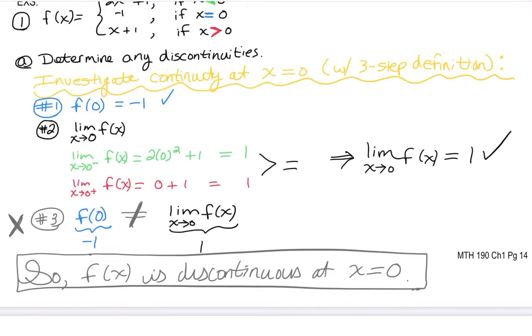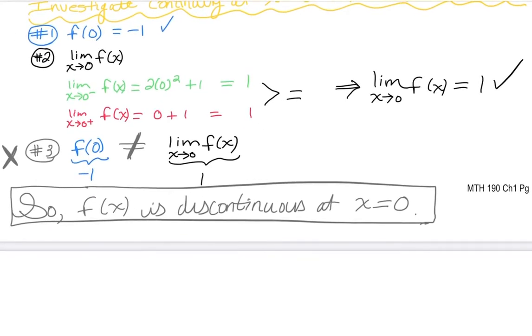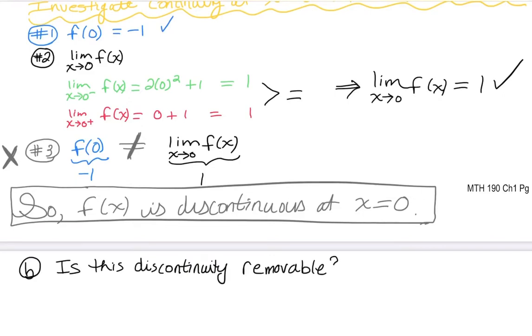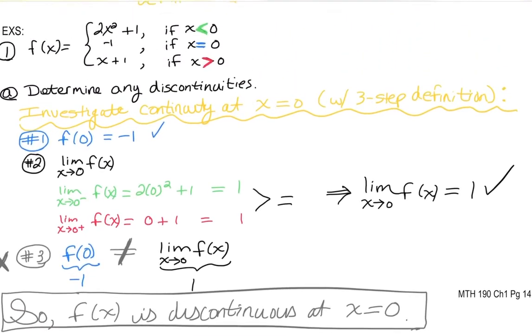All right, now part B, so that was my part A. For part B, I want us to address whether or not this discontinuity is removable. To determine if it's removable, remember this is the idea of, can I remove it by just defining or redefining one point?